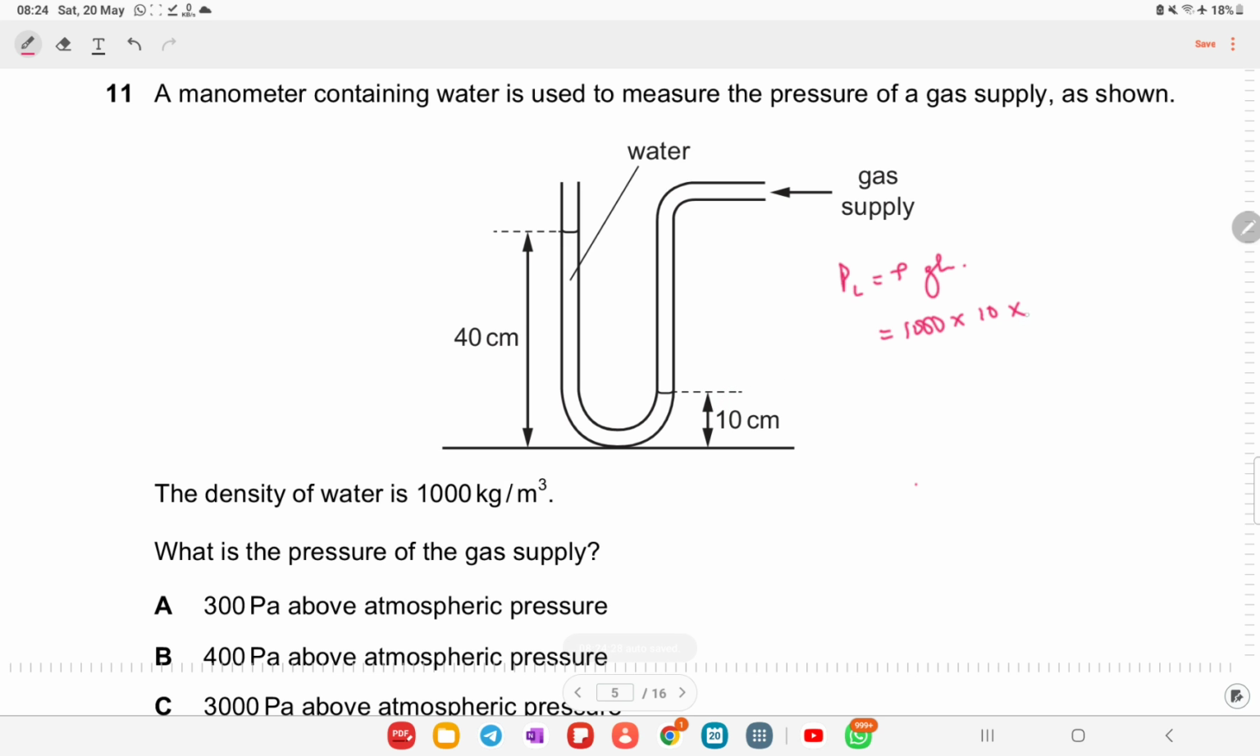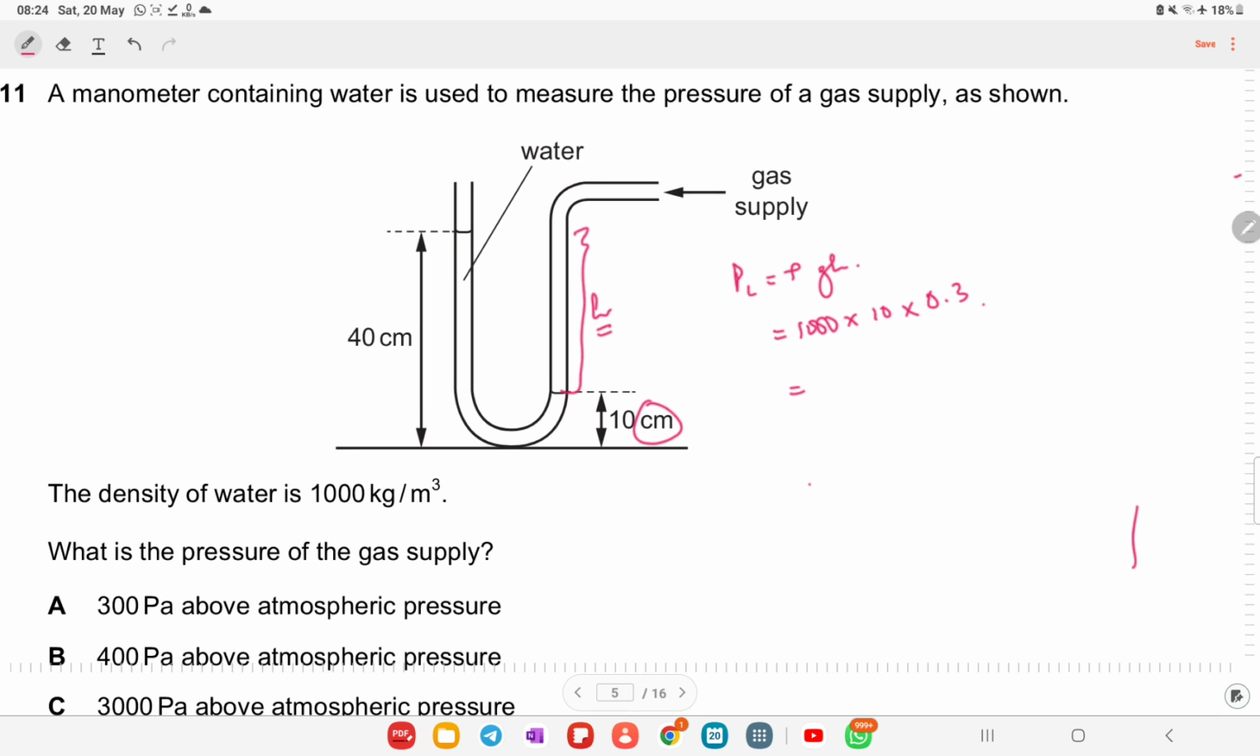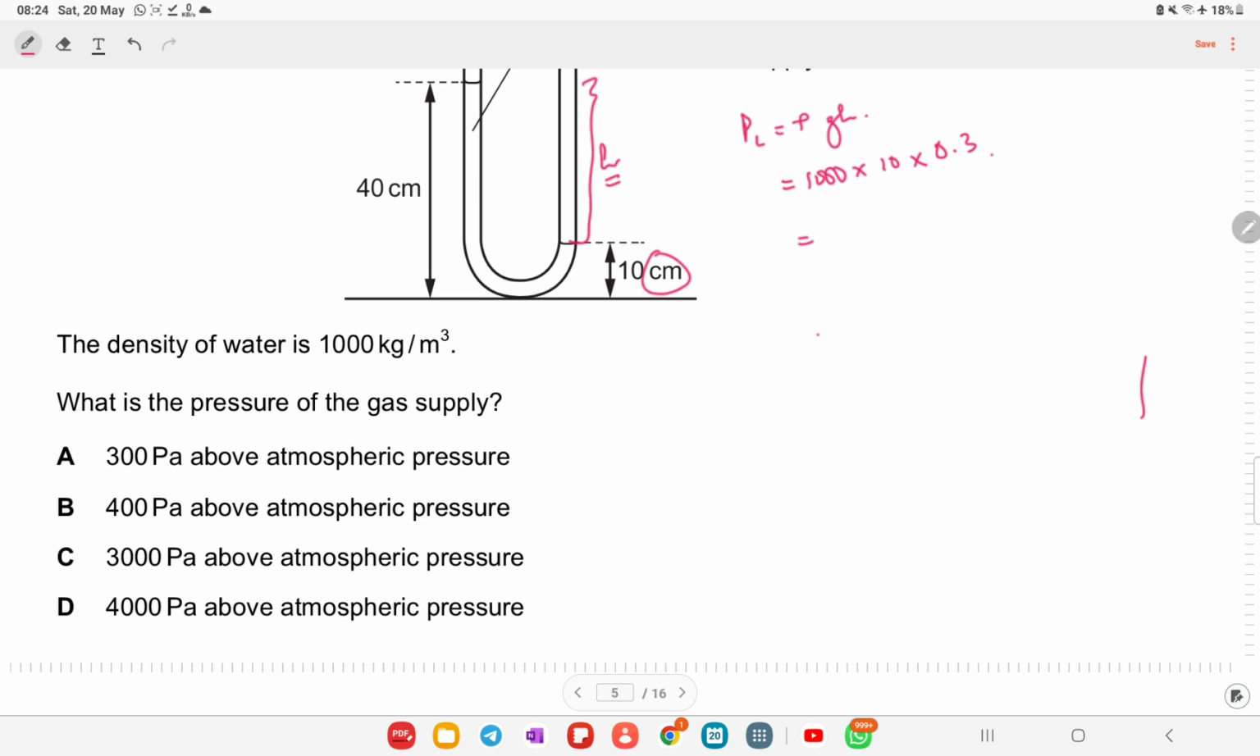The height is going to be 30 centimeters, because this is the height, but you have to convert it into meters. So 30 divided by 100, so it's going to be 0.3. What is the pressure of the gas? Okay, 300 pascal above this. Let me do the calculation first. So this is going to be 3000 pascal. So your option will be this. This is above atmospheric pressure.